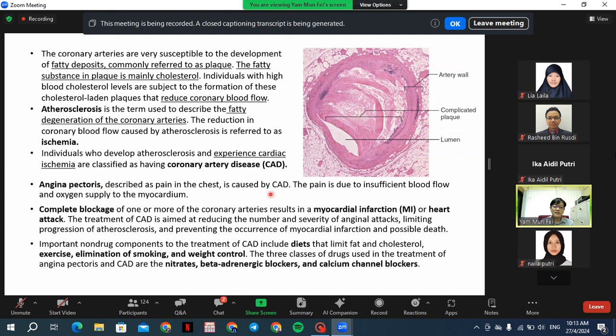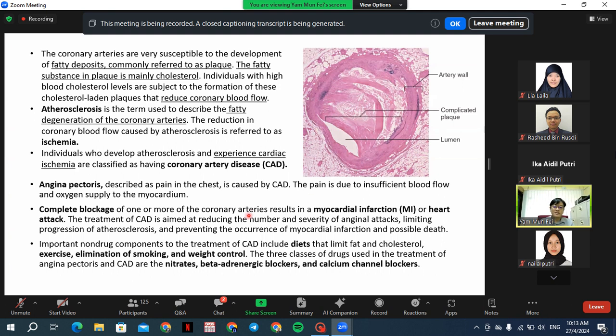So this chest pain normally is due to CAD, coronary artery disease, and the chest pain comes because of insufficient blood flow. Then your heart muscle undergoes anaerobic activity, so that's why you have chest pain. So complete blockage means that there's totally no lumen here, 100% blocked.